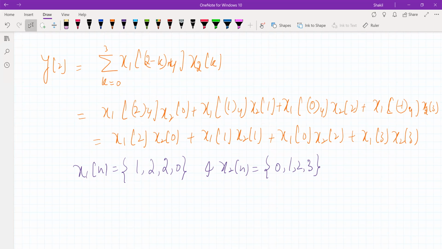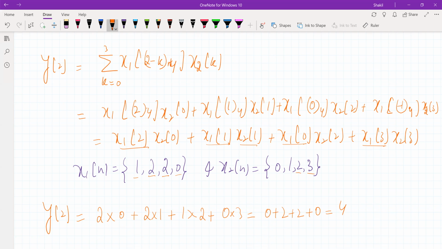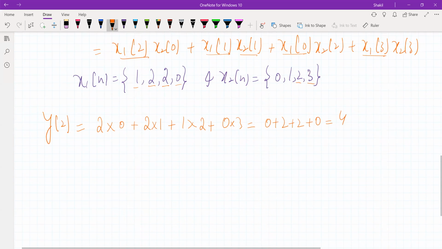So substituting these values here, we get y of 2. So y of 2 will be simply x1 of 2 is 2, x2 of 0 is 0, x1 of 1 is 2, x2 of 1 is 1, x1 of 0 is 1, x2 of 2 is 2. We check the value whether I have anything wrong. x1 of 3 is 0, x2 of 3 is 3. So it will be 0 plus 2 plus 2 plus 0 is 4. Right? So this is the answer.